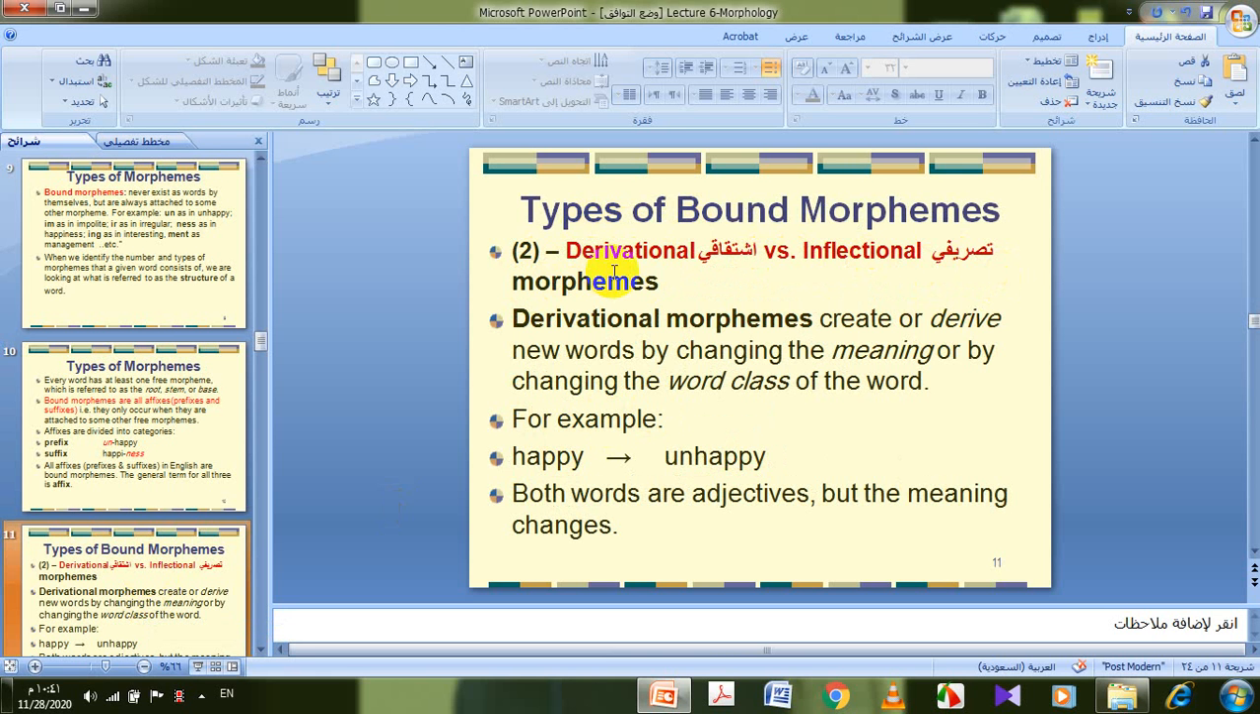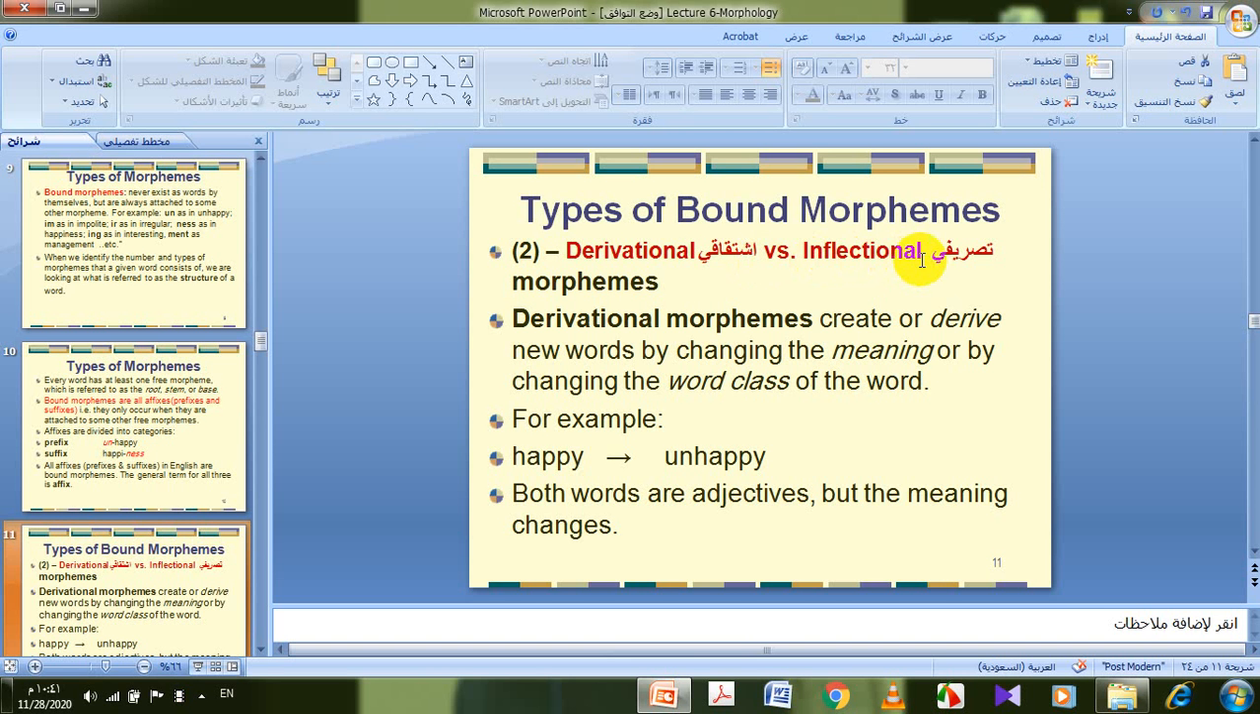Okay, derivational means اشتقاقي. Again, derivational, اشتقاقي. Like when we say, for example, drive, and we say driver, er. نشتق من الكلمة. Drive, driving. Drive, driver, driving. Right?